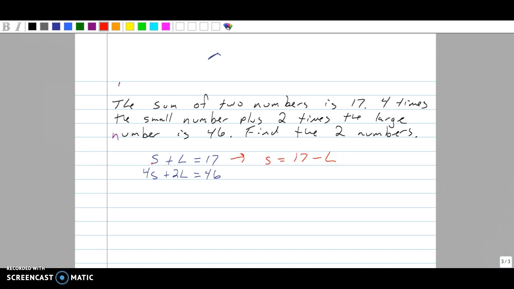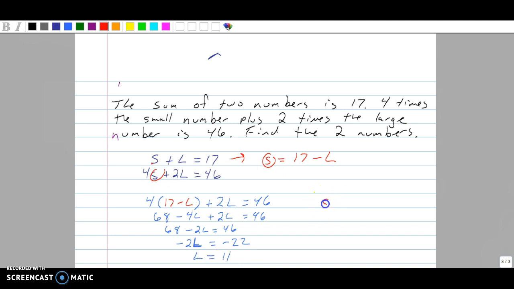Hey, take a minute, try and finish this. I'm going to do it here, check back. Let's see if we agree. Go ahead and press pause and hook it up. So I substituted S into the other equation. Got L is equal to 11. That means that the small number is 17 minus 11. So the small number is 6.